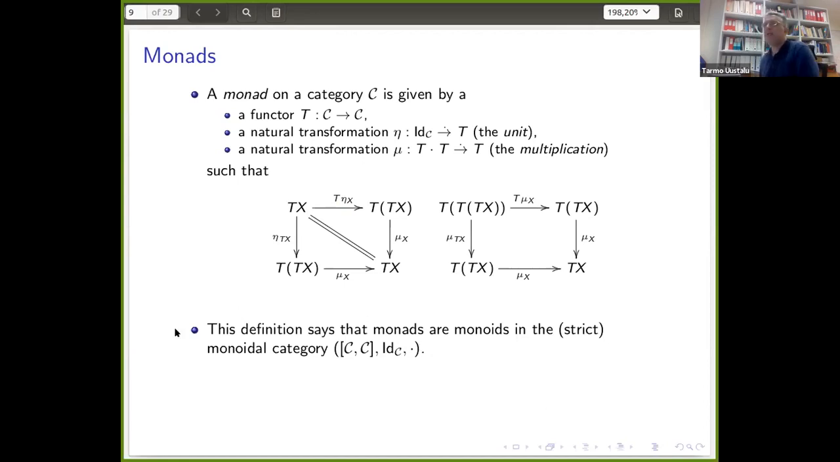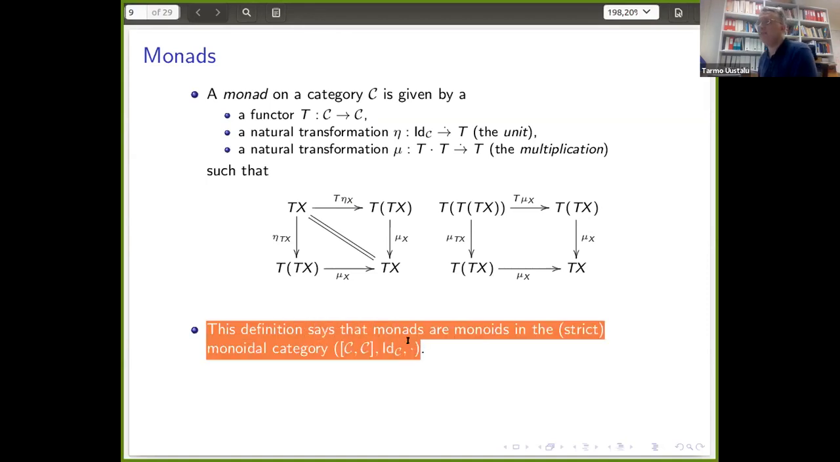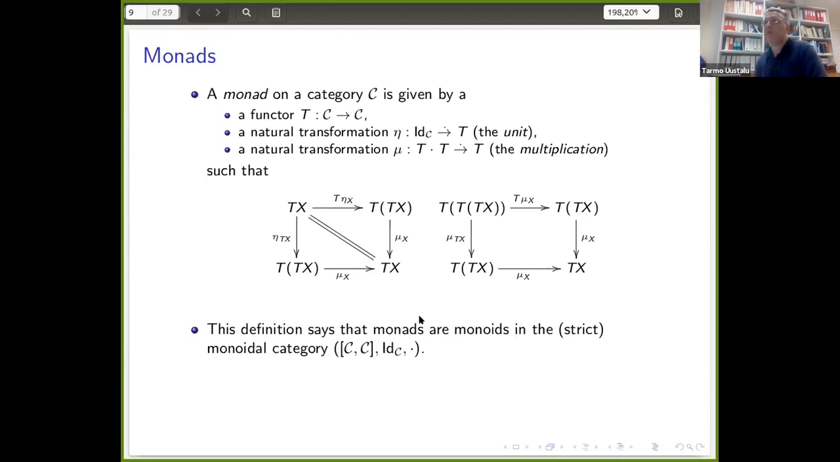Yeah, okay. This was just a comment I didn't really want to go into at all. But there is a story which says that you can more abstractly condense this definition into a statement that monads are monoids in the monoidal category of functors.